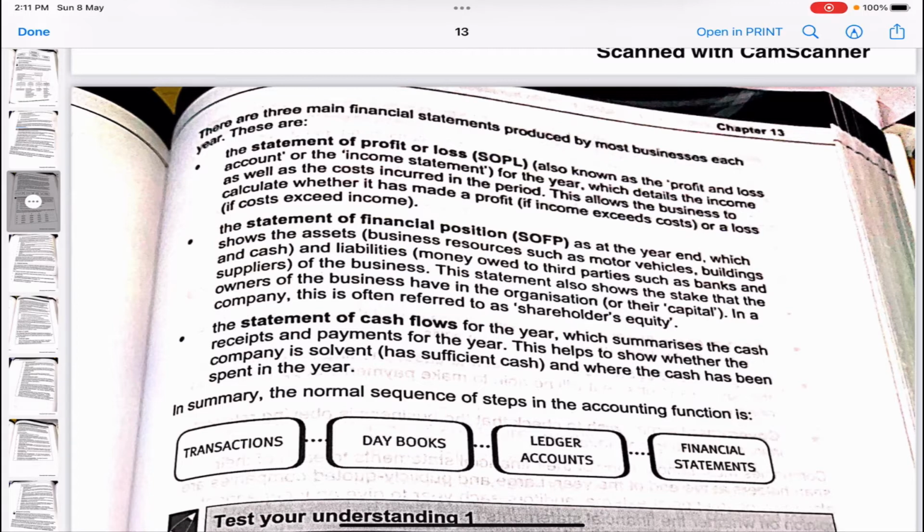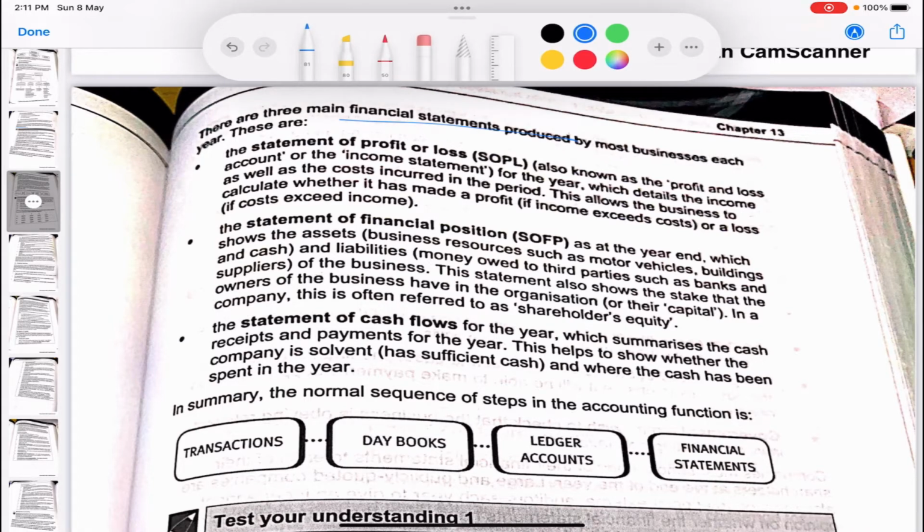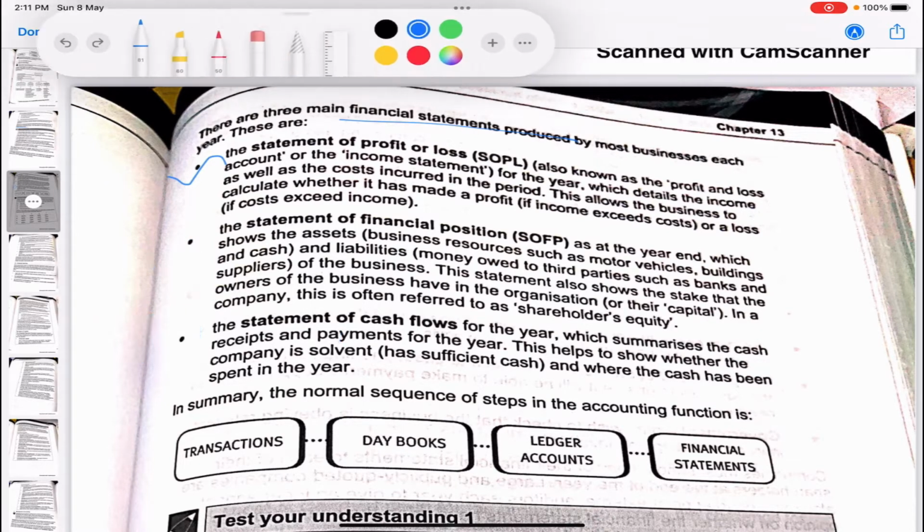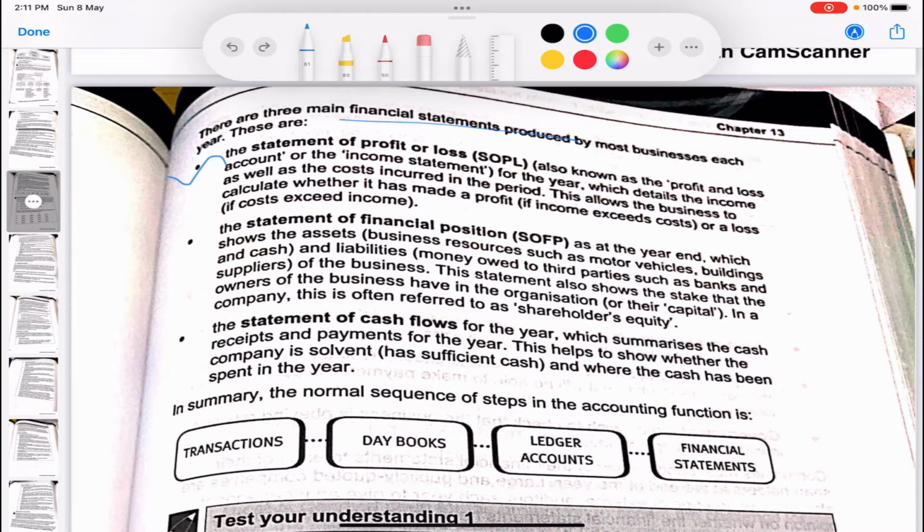So, what are the three financial statements which are produced by the most businesses? The most important ones are the statement of P&L, the statement of financial position, and there's another one, which is the statement of cash flow. The statement of cash flow basically shows the inflow and the outflow of cash throughout the accounting year.